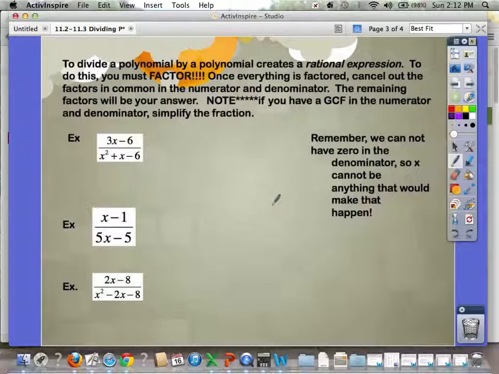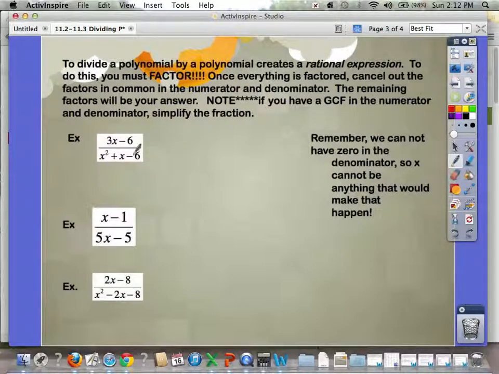All right, to divide a polynomial by a polynomial creates these rational expressions. Rational expressions is just a fancy word for things that look like they're in a fraction. To do this, you're going to factor, and once everything is factored, you cancel out things that are in common between the numerator and the denominator. If you have a GCF in the numerator and denominator, you need to simplify that fraction.